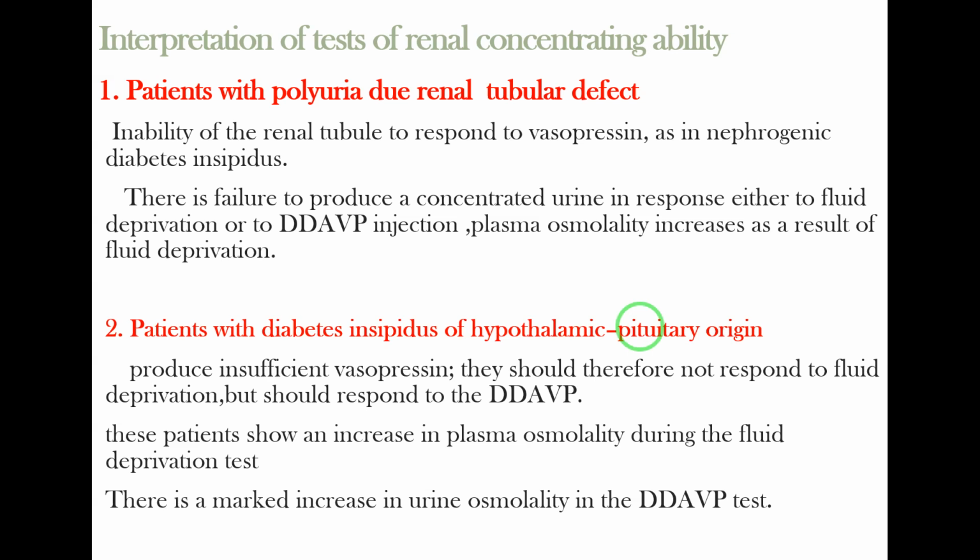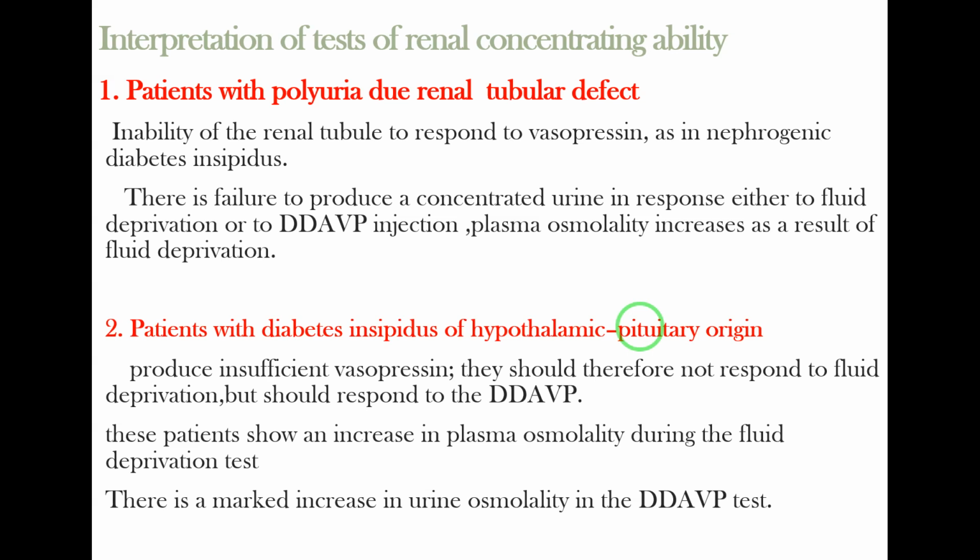If the defect is in the renal tubule, the cells are damaged, so they cannot reabsorb water. The water will appear in the urine in large volume. And even if we give the synthetic ADH, the vasopressin, the cells are also defective and cannot respond to it. In this condition, the results of both tests are negative. The plasma osmolarity increases and the urine osmolarity fails to increase for both tests.